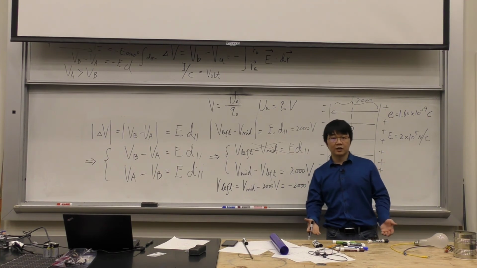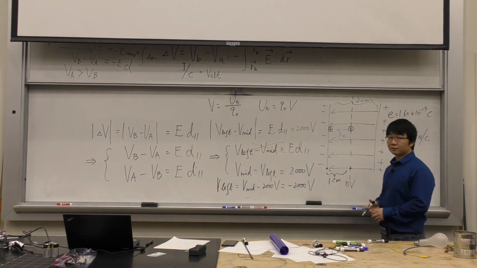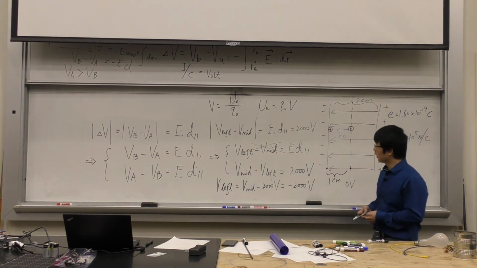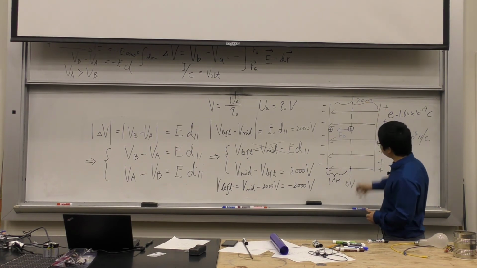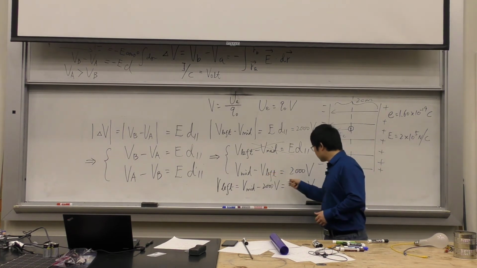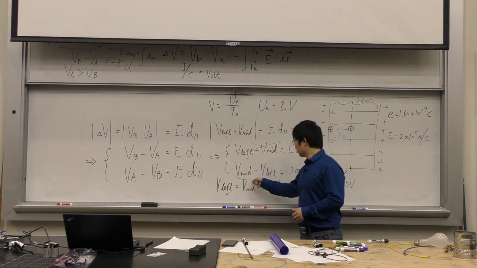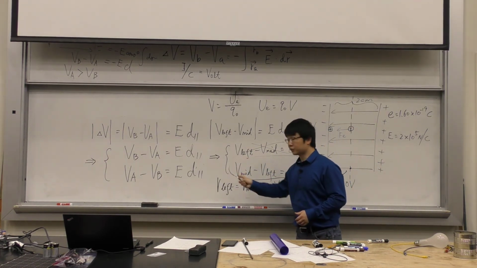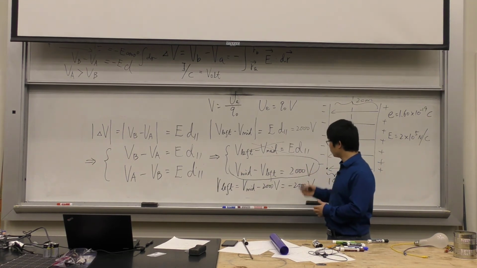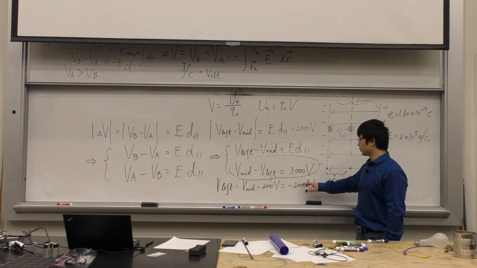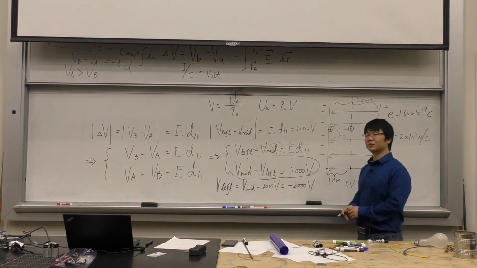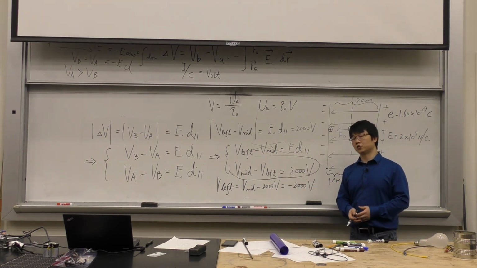Or if you say, let's call this negative 4,000, this is still true. The difference between them is still 2,000. But if you tell me this is negative 4,000, then the potential of the left plate is going to be negative 6,000 volts, right?